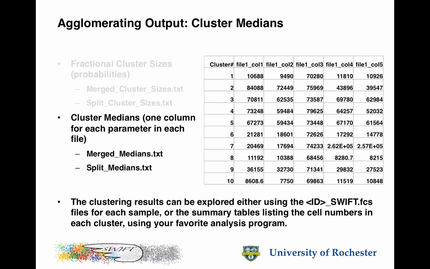These clustering results can then be explored very easily using these tables. So you have a choice of using the Swift FCS files and exploring the output in a program like FlowJo and performing gating and batching in those kinds of analysis programs, or you can use these summary tables listing the cell numbers and median values in each cluster, again using whatever analysis program you prefer to use at this point.